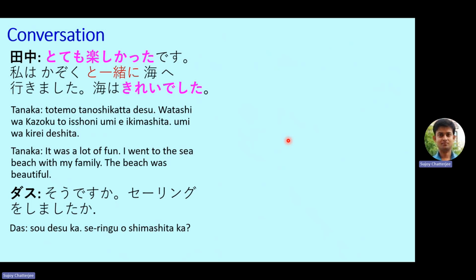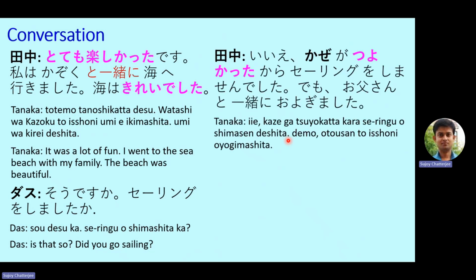So Das-san replies, So desu ka? Seiringu o shimashita ka? Oh, I see. Sailing. Did you go sailing as well? That means the rafting on the sea. Tanaka-san says, いいえ、風が強かったからセーリングをしませんでした. This is a very, very important sentence, and you can see there are several concepts here.